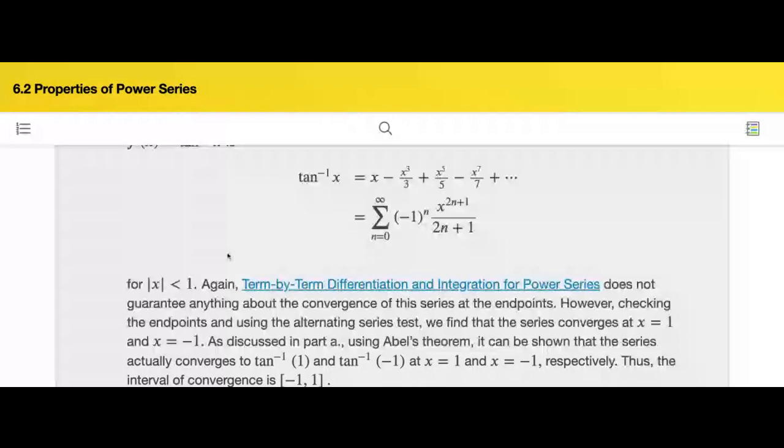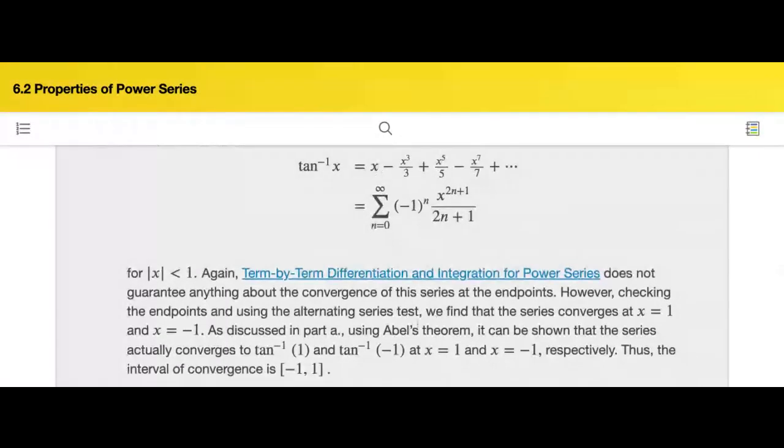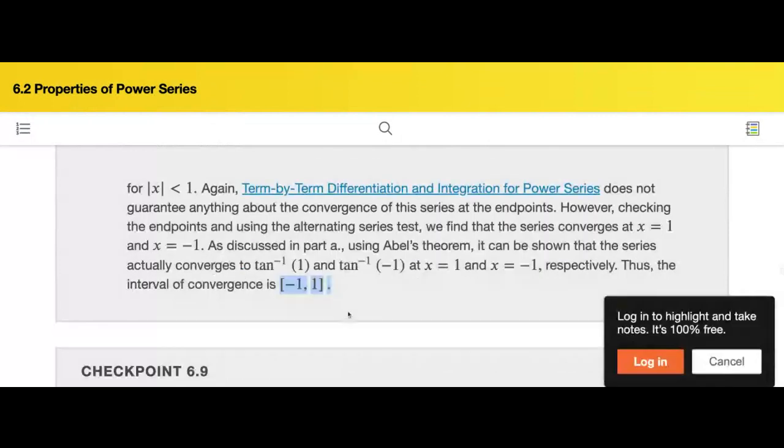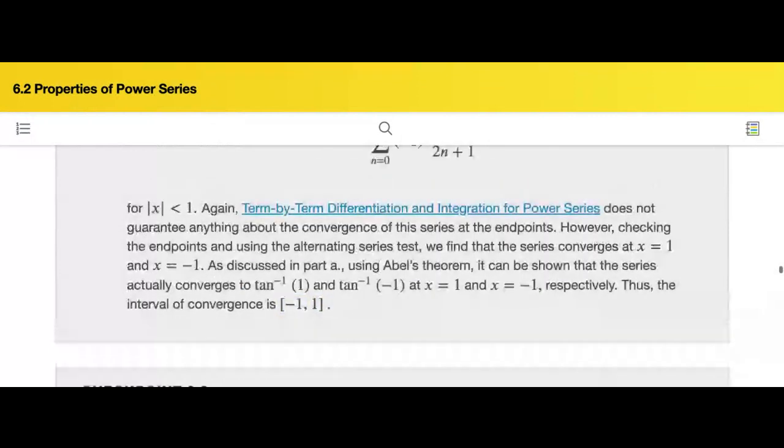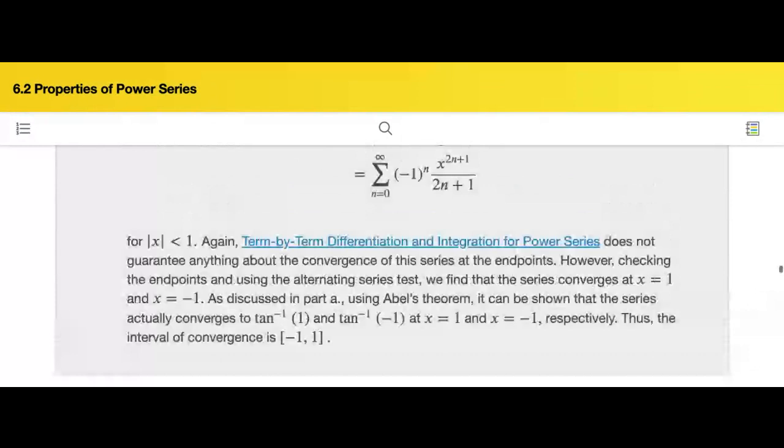Now we check boundary points. We check at x equals 1 and x equals negative 1. Then we find that at x equals 1, the series converges. Negative 1 also converges. So the interval of convergence is from negative 1 to 1, including negative 1 and 1. Okay, anyone has any questions?